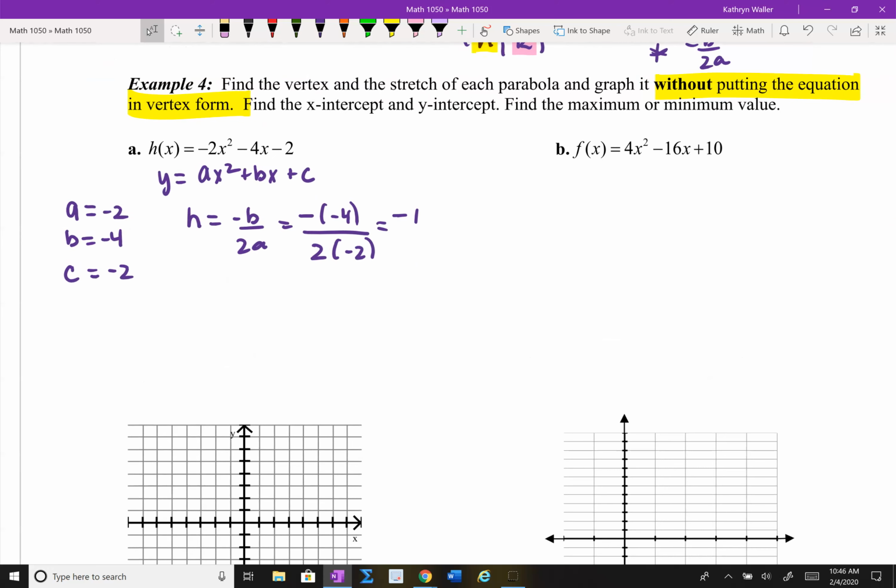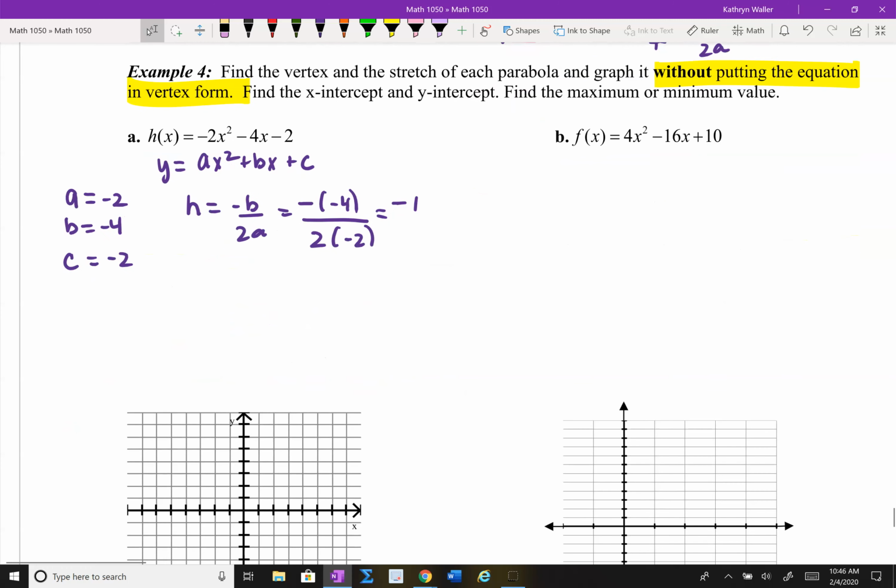How do you find the y? That was that pink highlighted stuff. You just plug it in. So everybody go h of -1 equals -2 parenthesis, -1, close it off, squared, -4 parenthesis, -1, close it, -2. I want everybody to freeze for 2 seconds. Don't do anything on your calculator yet, okay? I want to teach you how to store, okay?